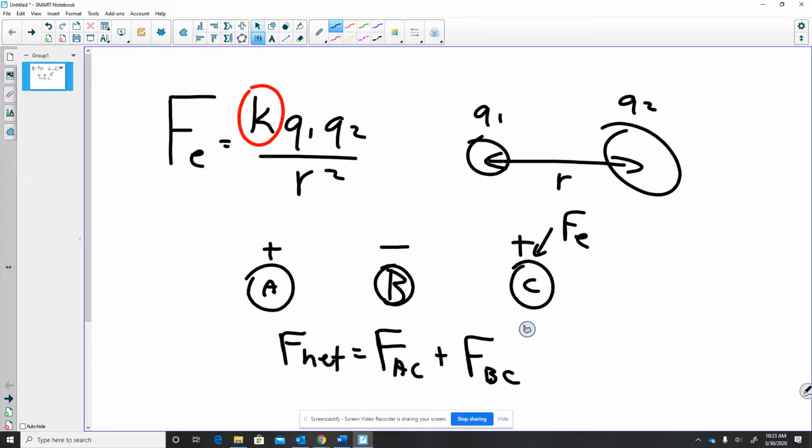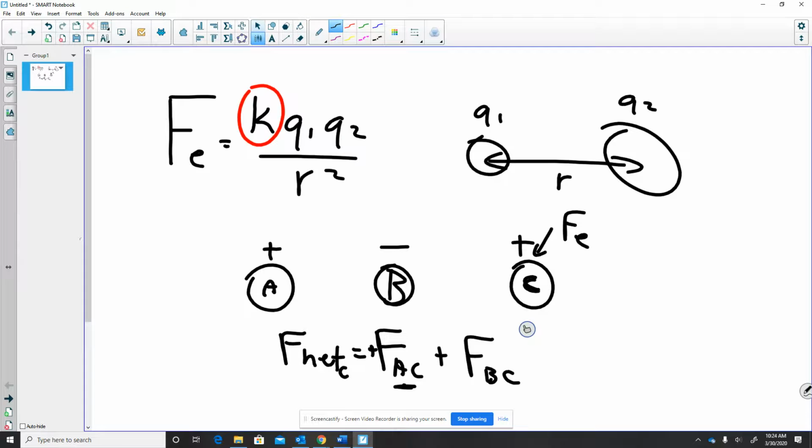Okay. If that was the case, if we're looking at A and C here first, we're always looking from the perspective of C because this is the F net on C. If there was just A here, C would be repelled from A because they're both positively charged. So that would cause C to move to the right. So the right is positive, so I'll put that as a positive force.